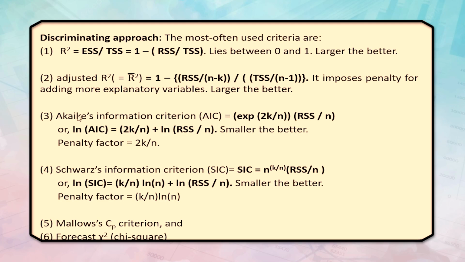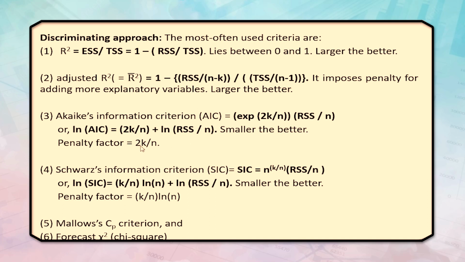The third criteria is called Akaike's information criteria, or AIC, and this criteria also has at its heart RSS by n, residual sum of squares by n. We know that the lower the residual sum of squares, the better the quality of the fit. But in the process, as we said, we have applied a penalty that takes into account the adjustment of the degrees of freedom as we go on increasing the number of explanatory variables.